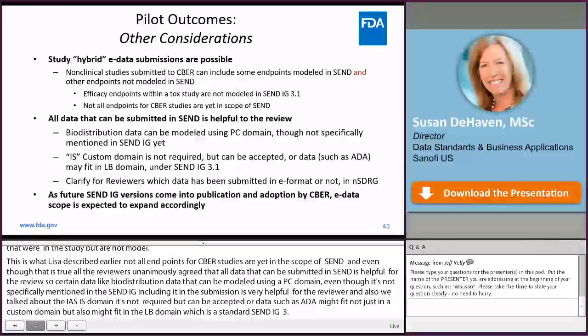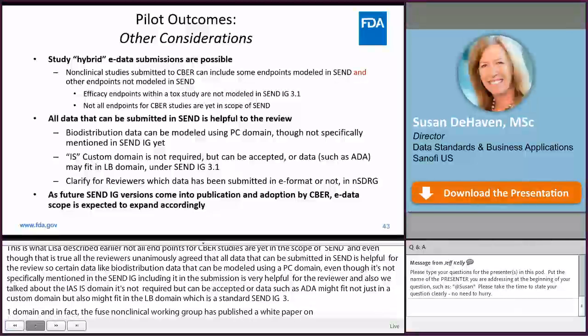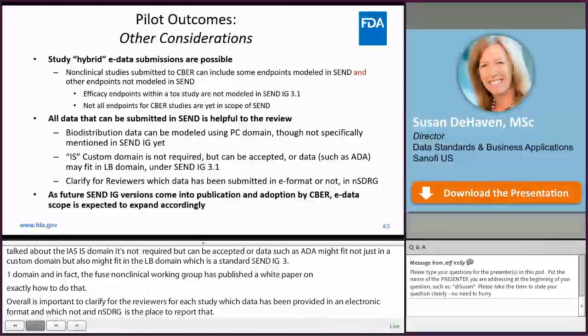Overall, it's important to clarify for the reviewers for each study which data has been provided in an electronic format and which not, and the NSDRG is the place to report that. So we know as future SEND IG versions come into publication and adoption by CDER, the scope of electronic data that can be included in a SEND data set is expected to expand accordingly.